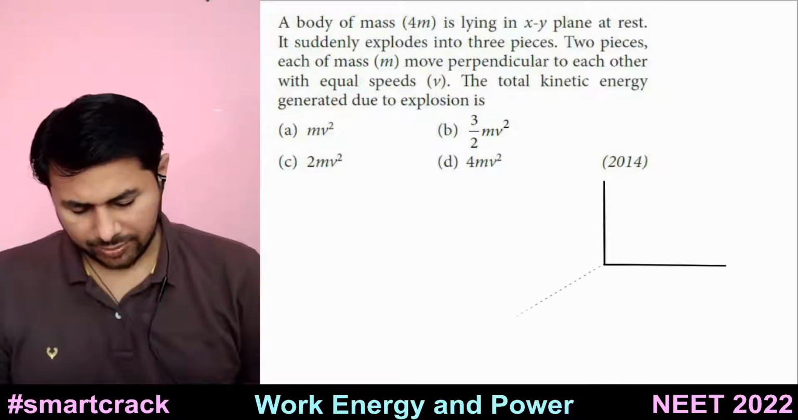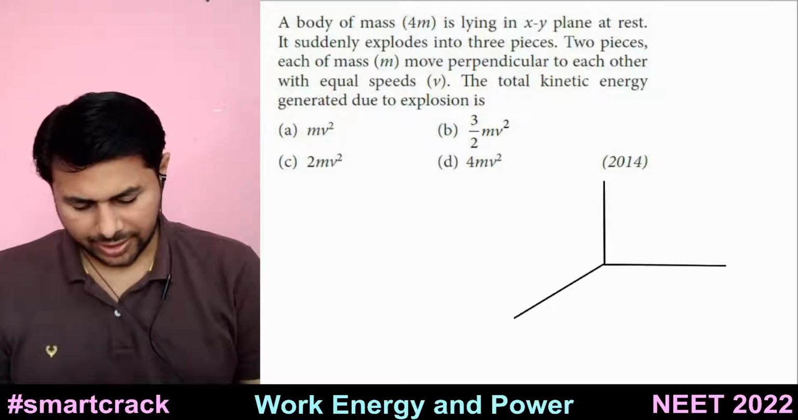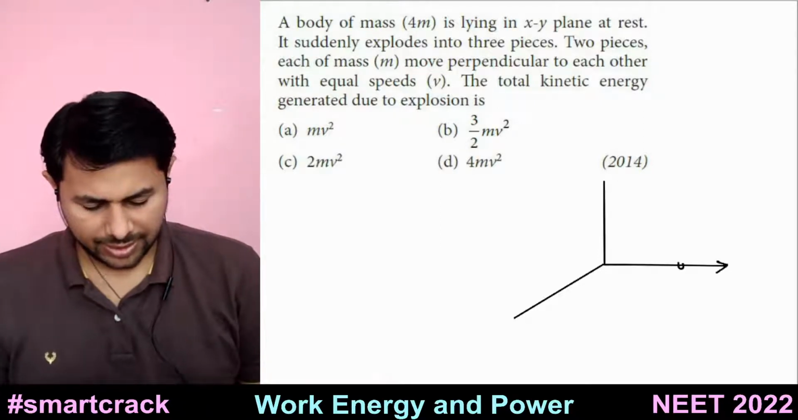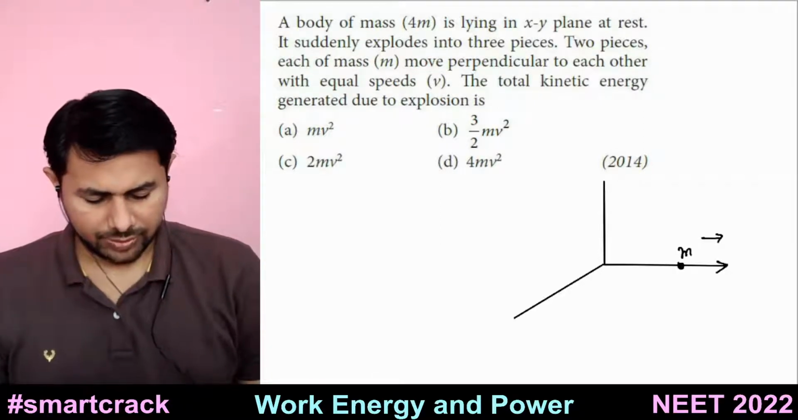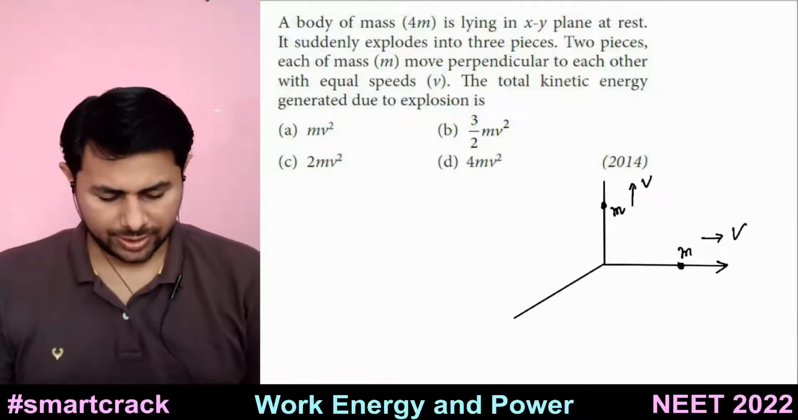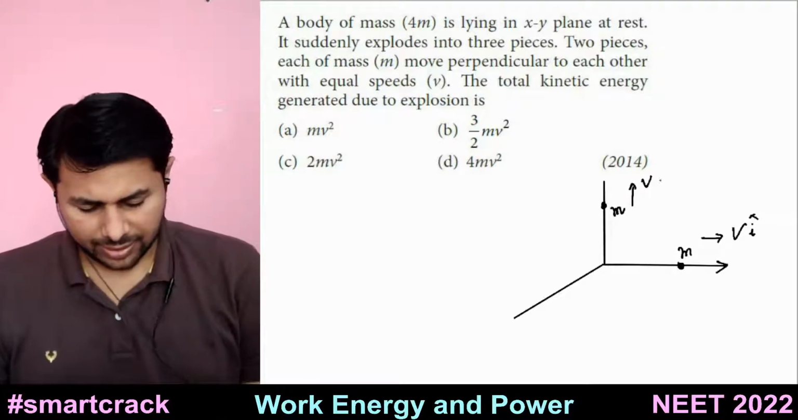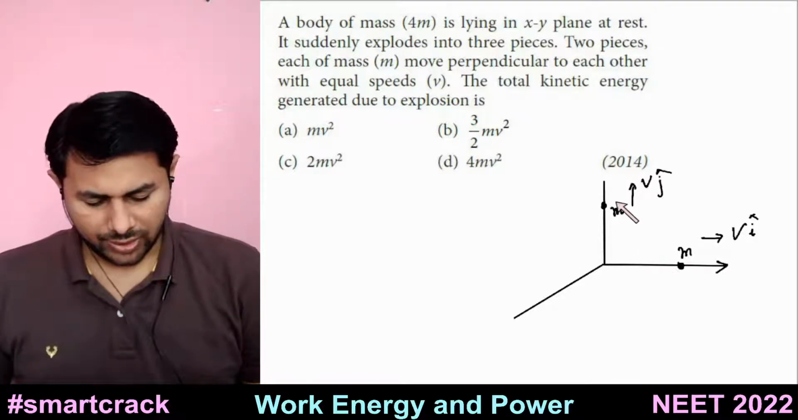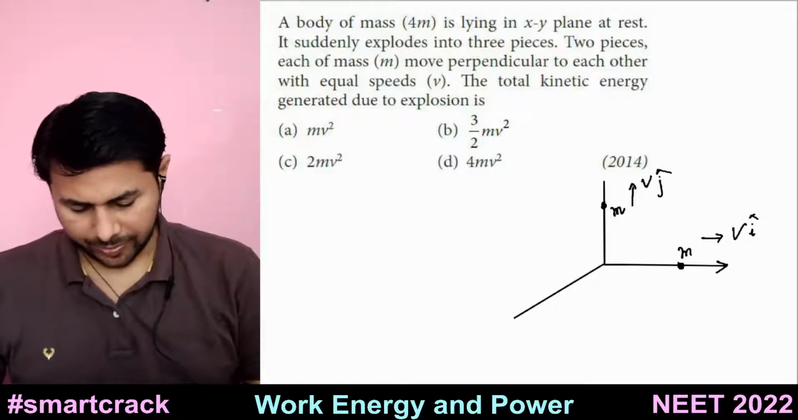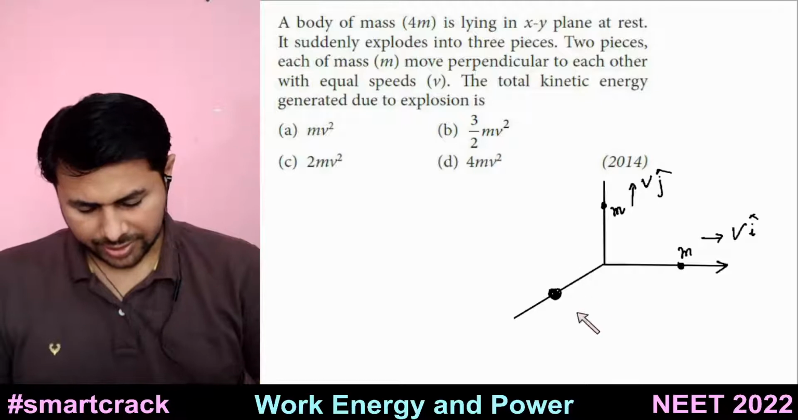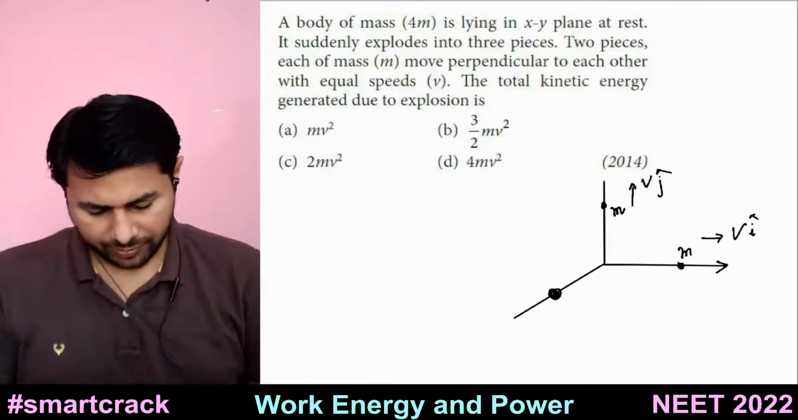Okay, so another mass should move in some other direction, let's say. So one mass moves along the x-axis. This mass m moves with speed v. This one, this mass is also m, moves with speed v. So this is v i cap and this is v j cap, because this one is moving along the x-axis and this one along the y-axis. And another mass, when there is an explosion, flies off in this direction.